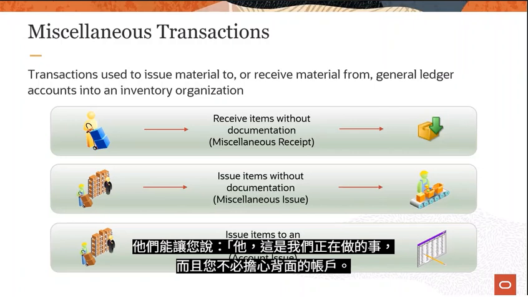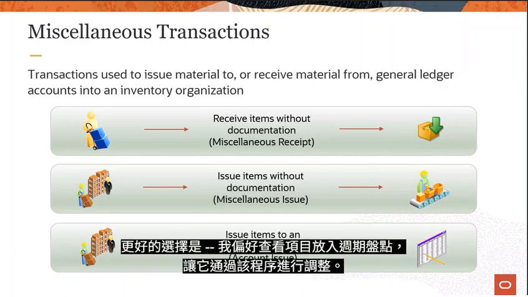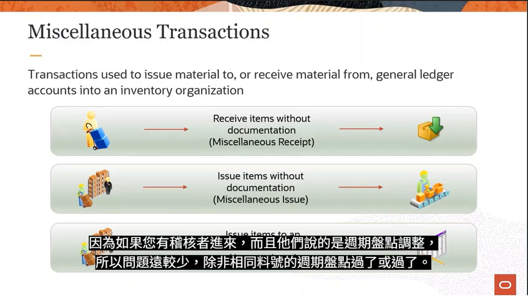I generally do not encourage using miscellaneous transactions to do stock adjustments. A better option is I prefer seeing items put onto a cycle count, having it go through that process to make the adjustment, because if you have auditors come in and they see a cycle count adjustment, there's far fewer questions, unless the same item gets cycle counted over and over and over. Or have auditors come in and look at things, then you can use your miscellaneous transactions.